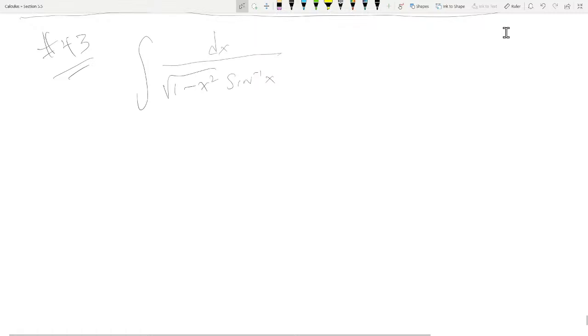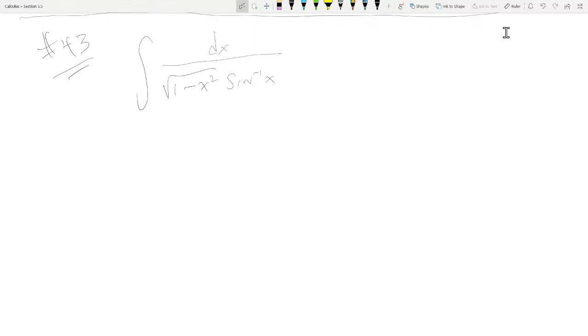Here we go. Number 43. When you're new at this, you just shake your head and go, what are you doing to me? What's this big gobbledygook? But once you've done integrals, then you look at this and you say, geez, they're just really rigging this whole thing.